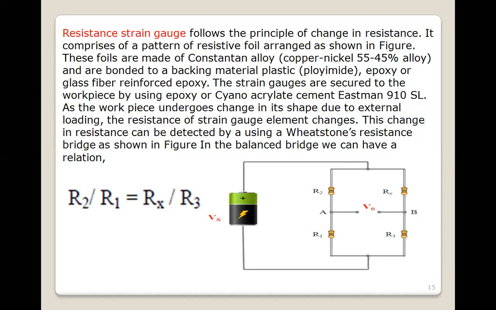The Wheatstone bridge is under the unbalanced condition. Okay, that means at balanced condition R2 by R1 is equal to Rx by R3, and Rx indicates the change in the resistance due to force applied on the strain gauge.